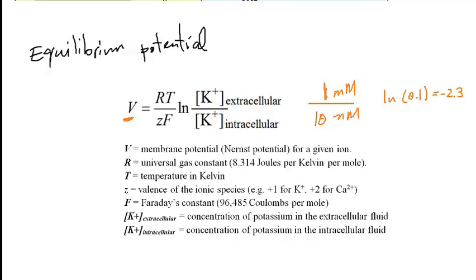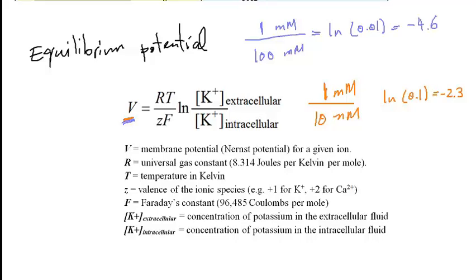Now in another example, let's say that the gradient further increases and our extracellular concentration is 1 millimolar versus 100 millimolar intracellular concentration of potassium. This would yield us an ln value of 0.01, which equals minus 4.6.